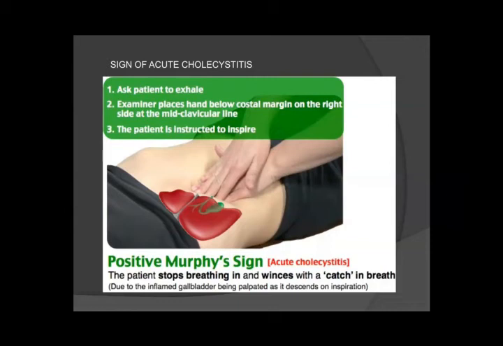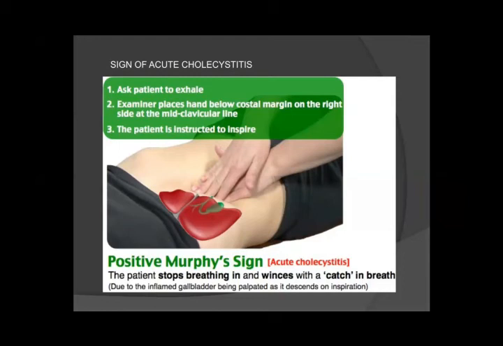Now, the patient, while inspiring, will stop breathing and winces with a catch in breath. Winces meaning उसको pain होगा, so he's gonna wince. Matlab he feels pain, so he's gonna show that kind of pain on his face. So he's gonna react to it, hence it is known as winces, and will catch his breath. He will stop breathing because of the pain that you've elicited. And the pain was elicited, why? Because of the acute cholecystitis.